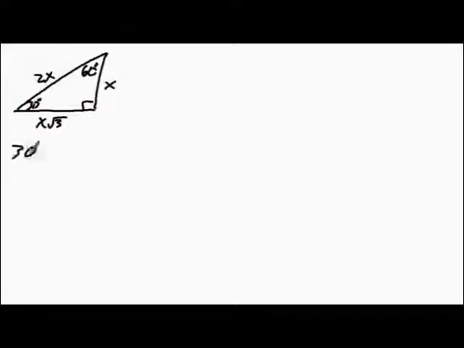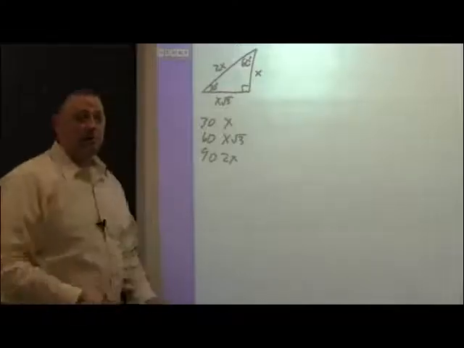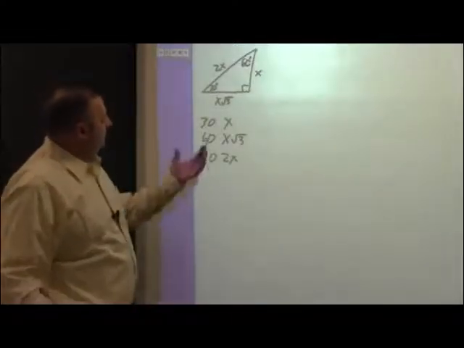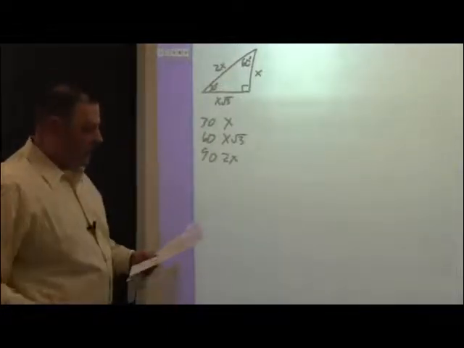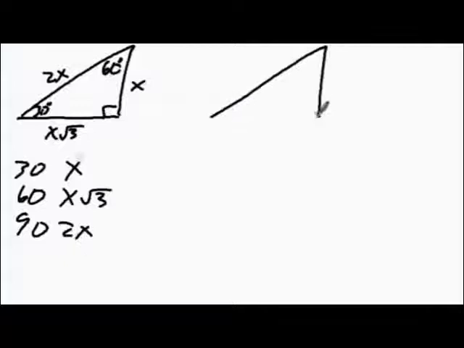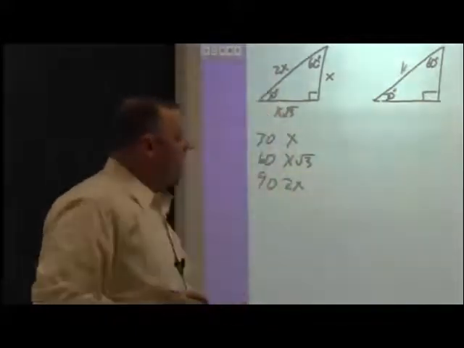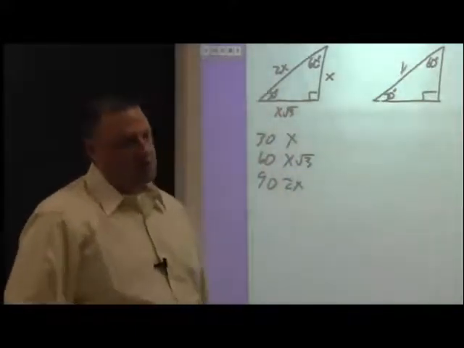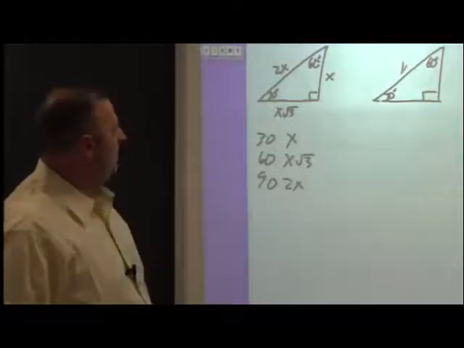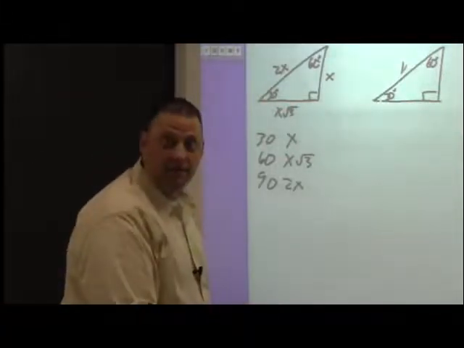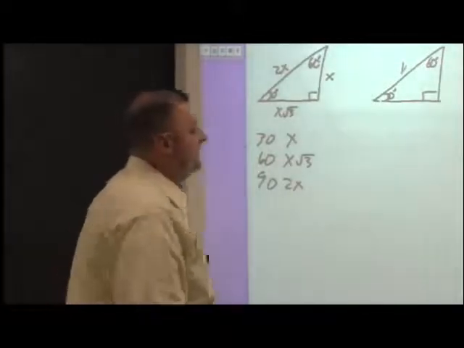Some teachers will write 30, 60, 90, and then they'll write x, x radical 3, and then 2x. And that's fine. I'm just trying to show you a couple different ways of relationships of the sides in a 30, 60, 90. Now say I gave you a right triangle, a 30, 60, 90, and I gave you only one measure. The length opposite the 90 degrees, which we like to call the hypotenuse. That means you can't use the Pythagorean theorem. You have to have two sides to use the Pythagorean theorem in a right triangle to find the missing sides.